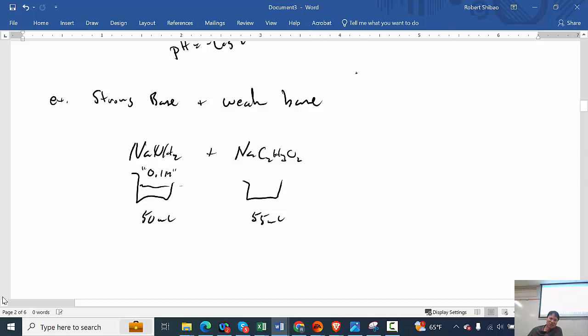Now, sodium amide is too strong of a base to exist in water, and so if you try to make 0.1 molar, it would fail. So what we're going to do is we're going to add 0.1 moles of sodium amide to 50 milliliters, or actually 0.1 moles to a liter, and then take 50 milliliters of that. For the sodium acetate, we're going to do it at 0.3 molar here. And so this is going to give us 105 milliliters here.